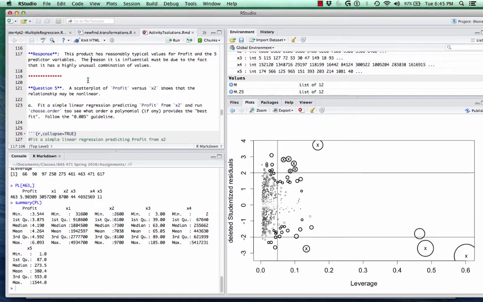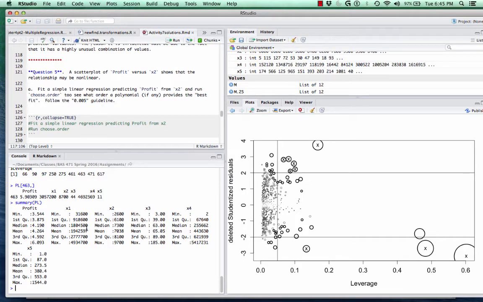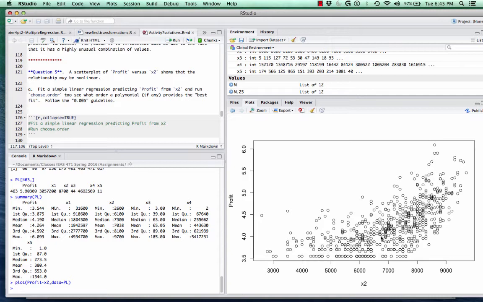Okay, so moving on to question 5. If we look at the relationship between profit and x2 just by itself, it looks like it may be nonlinear. So if I plot profit tilde x2 in the PL data frame, my eyes pick up that this relationship may have a little bit of curvature to it. So let's do some investigation. Let's see if we can come up with a better model by predicting profit from x2 using a polynomial model in x2.